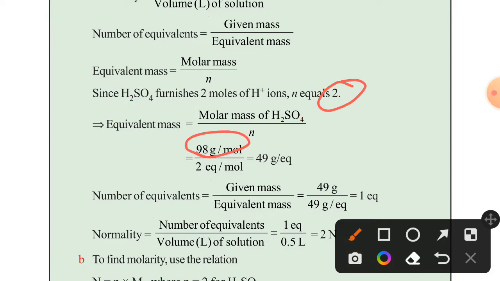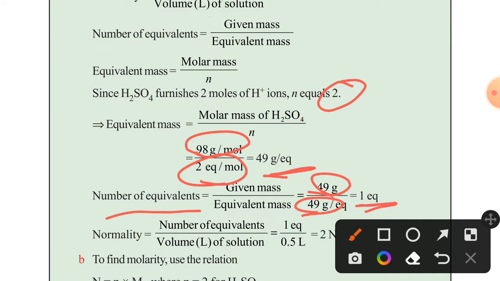So number of equivalent is equal to given mass over equivalent mass. Given mass is 49, equivalent mass is 49, so we get 1 equivalent. So normality is equal to number of equivalent, which is 1 equivalent over volume in liter, which is 0.5.